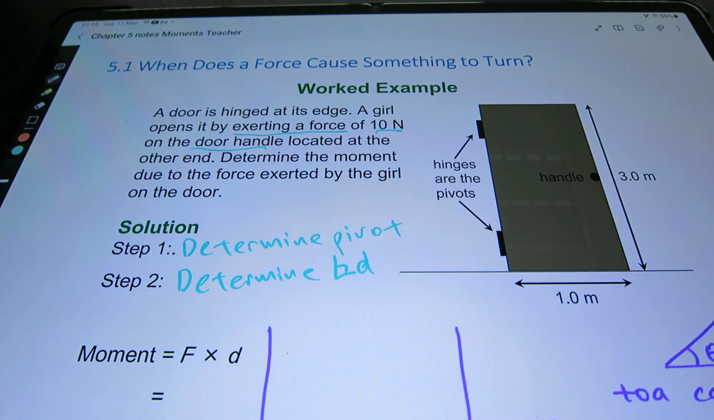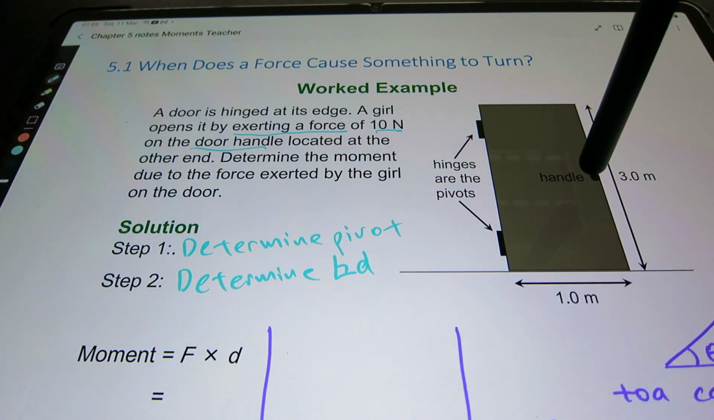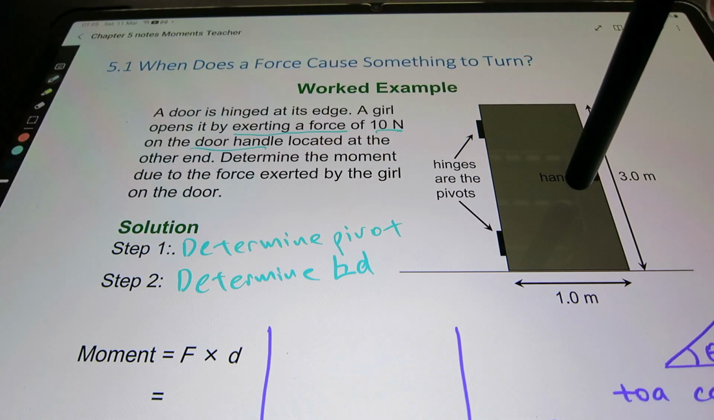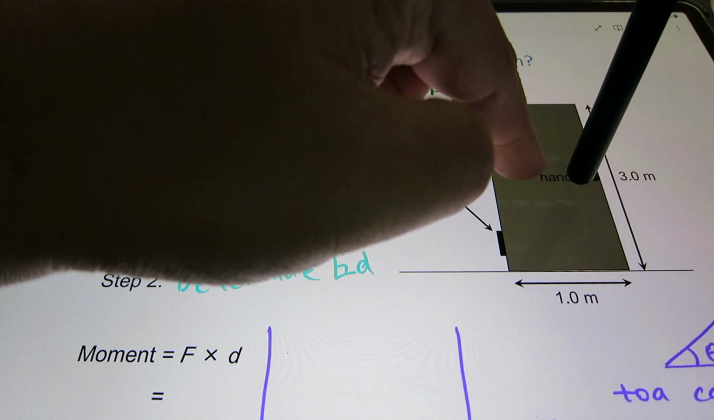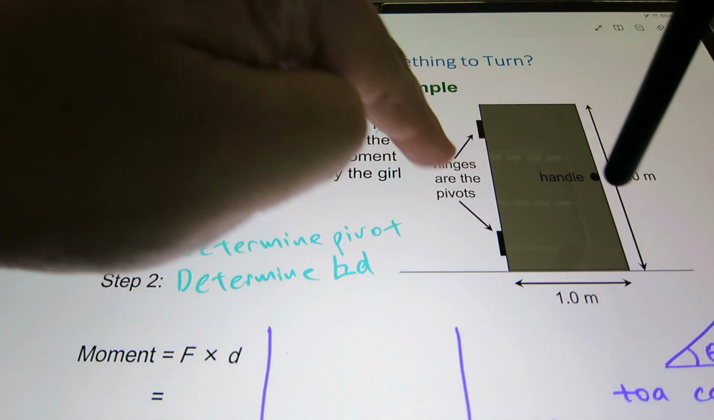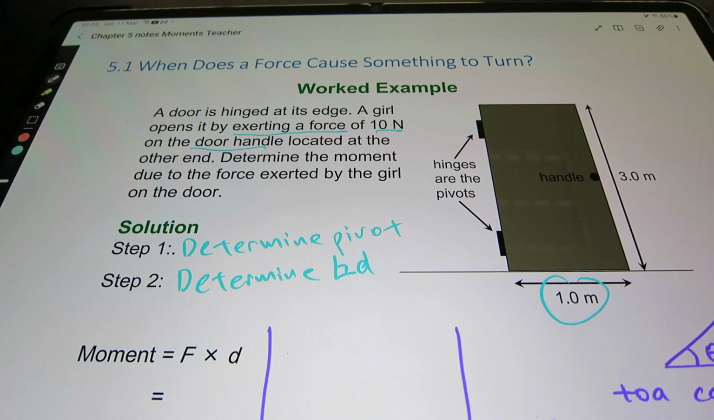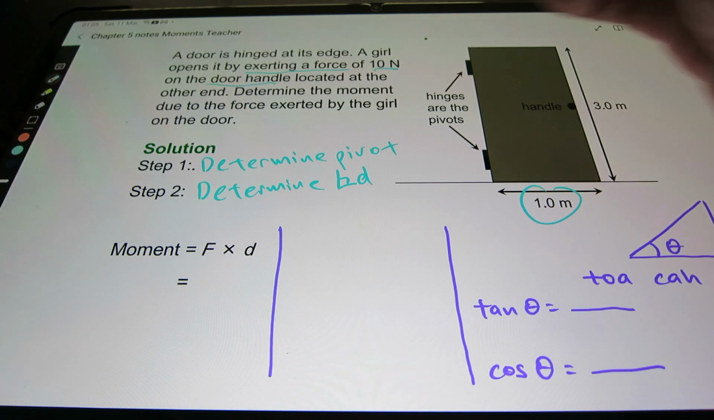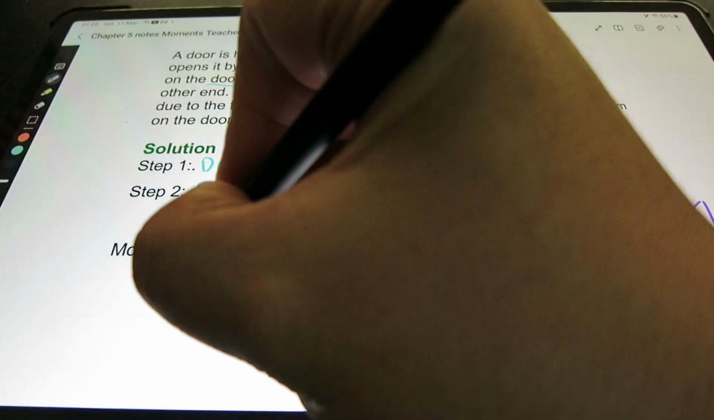Alright, so how do I find perpendicular distance? The force is exerted in this direction. The line of action is along this force where my pen is. Therefore, the shortest distance between the hinge and this line is actually this distance, which is the 1 meter distance. So how to calculate the moment? The force is 10 newtons here. 10 times 1. Answer 10 newton meters.